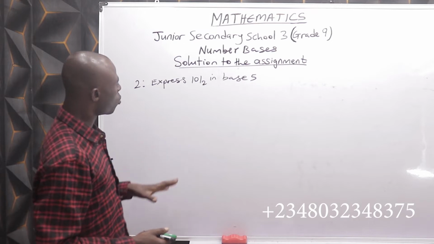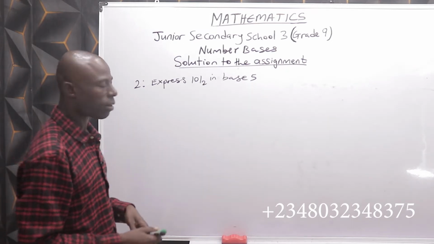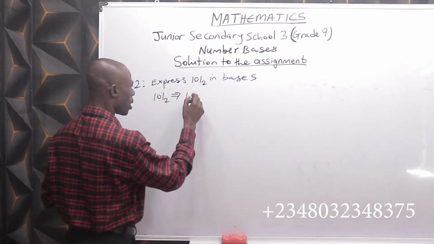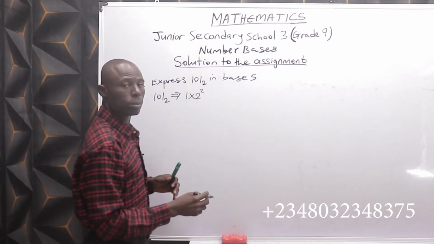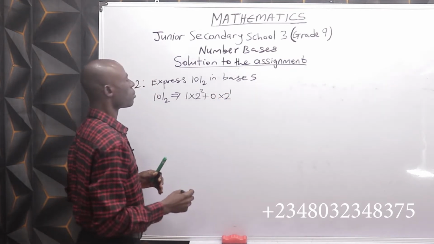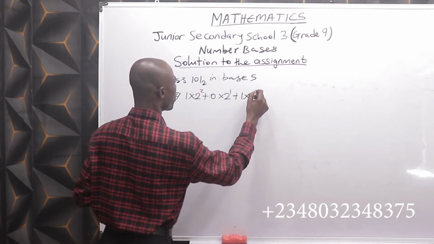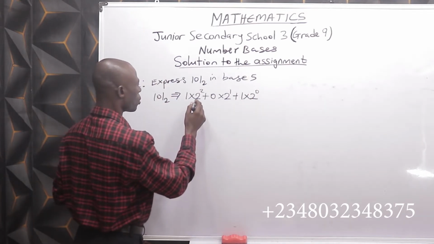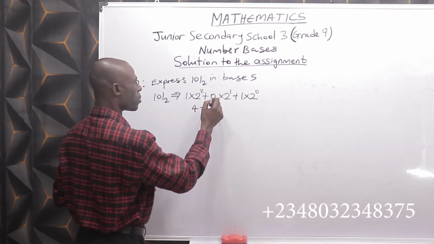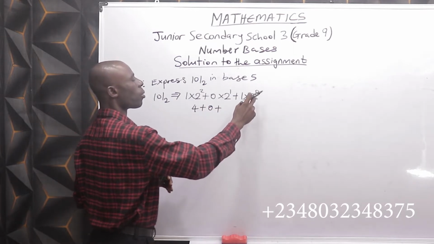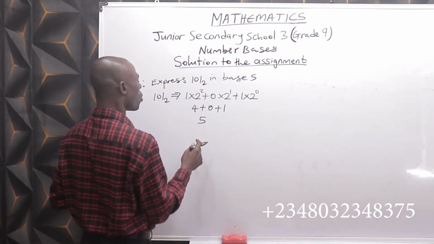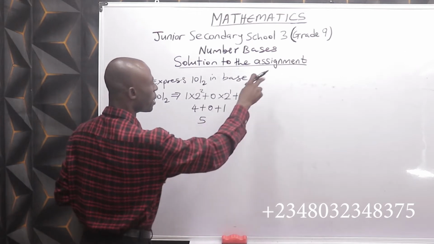Question 2. Express 101 base 2 in base 5. Here we first convert 101 base 2 to base 10. As 1 times 2 raised to power 2, plus 0 times 2 raised to power 1, plus 1 times 2 raised to power 0. So 2 raised to power 2 is 4 times 1 is 4, plus 2 raised to power 1 is 2 times 0 is 0, plus 2 raised to power 0 is 1 times 1 is 1. Answer is 5. Now we are to convert this 5 base 10 to base 5.